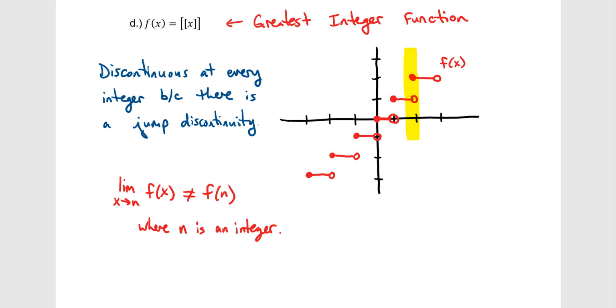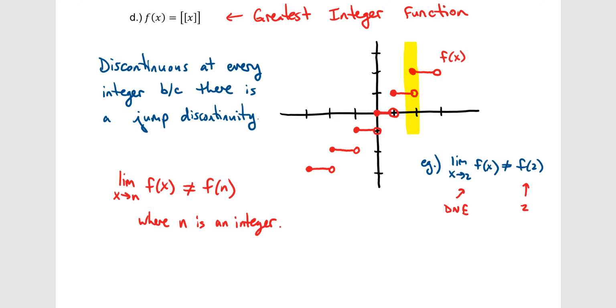And you could see that, let me just do a little example right here. The limit as x approaches 2 does not equal f of 2. So the limit as x approaches 2 does not exist, right? Because the limit from the left does not equal the limit from the right. And f of 2 equals 2 because that's where the filled in circle is. Okay, so that's the greatest integer function. Just kind of put that in the back of your head for now.